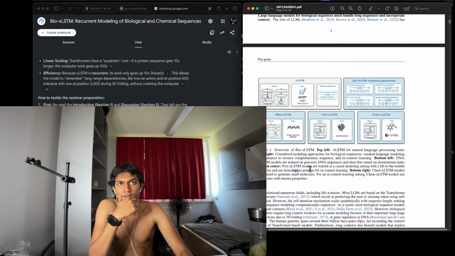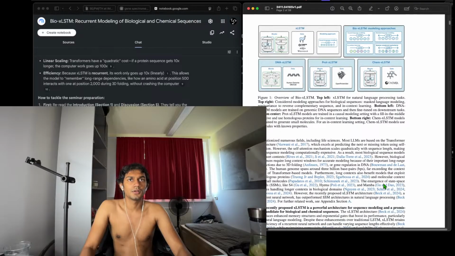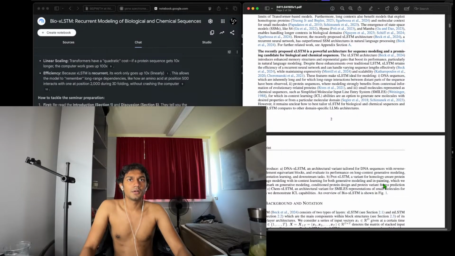Protein xLSTM models are trained on casual modeling setting with a fill-in middle objective and use homologous proteins for in-context learning. Bottom right, Chem xLSTM models are trained to generate small molecules in an in-context learning setting. Okay, I have to read the whole thing.